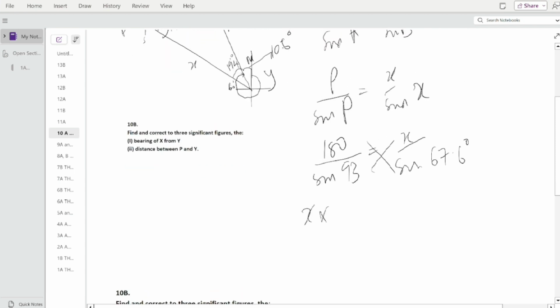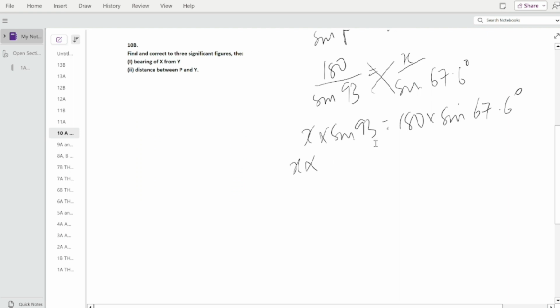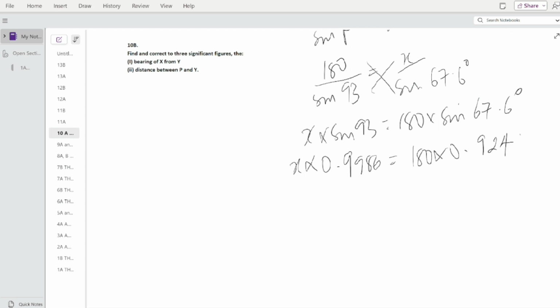We have x times sine 93 degrees, we cross multiply, equals 180 times sine 67.6 degrees. x times sine 93 degrees as 0.9986 equals 180 times sine 67.6, which is 0.9245. So x times 0.9986 equals 180 times 0.9245.